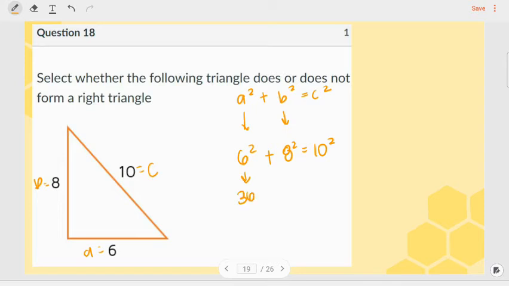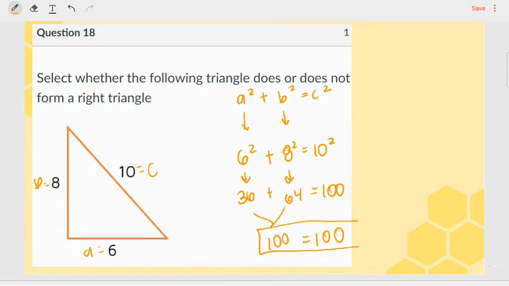6 times 6 is 36. 8 times 8 is 64. 10 times 10 is 100. What is 36 plus 64? It is also 100. Because these are equal, I know that my right triangle rule worked. That means this is a right triangle.